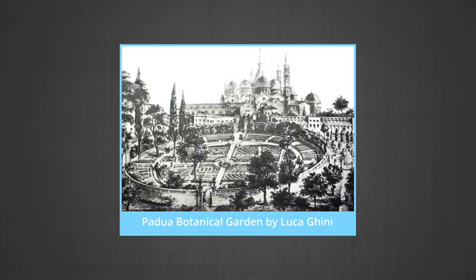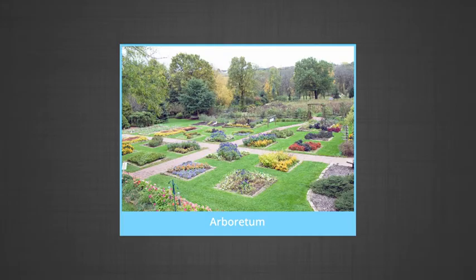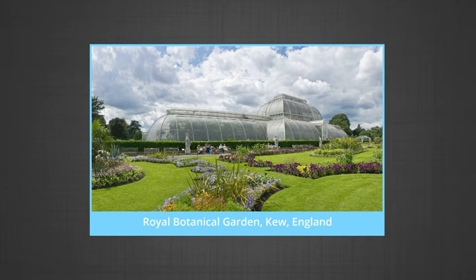The first modern botanical garden was established in 1544 in Pisa, Italy, by Luca Ghini, a professor of botany. This garden does not exist today. A botanical garden exclusively growing trees and shrubs is called an arboretum. The most famous botanical garden is the Royal Botanical Garden, Kew, England. It extends over about 200 acres of land.